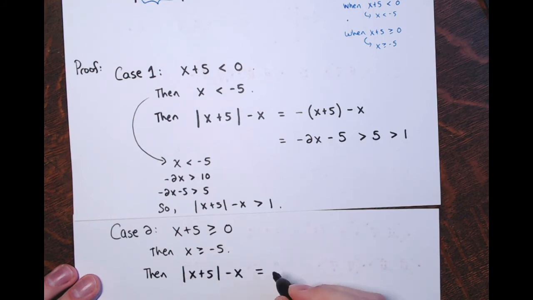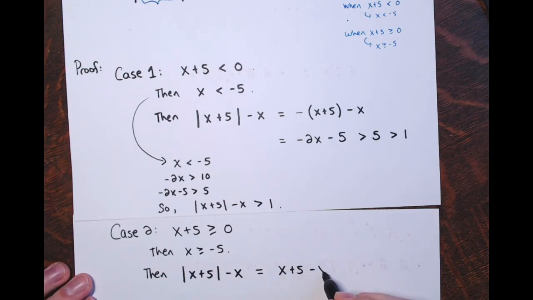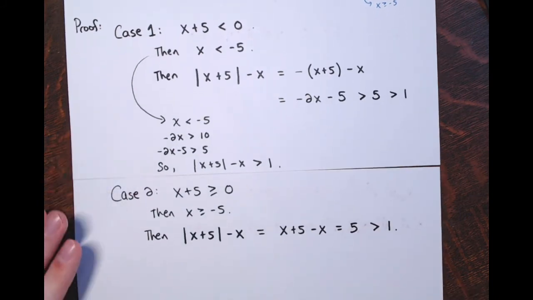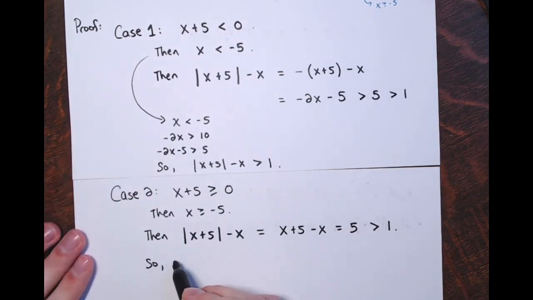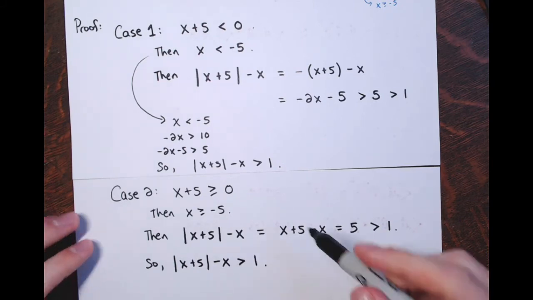that would be equal to, now x plus 5 is not negative. The absolute value of a non-negative number is itself. So this would be equal to x plus 5 minus x, which is equal to 5. So the value of this expression would just be 5, which is definitely greater than 1. So in this second case, the absolute value of x plus 5 minus x is definitely greater than 1 as well.